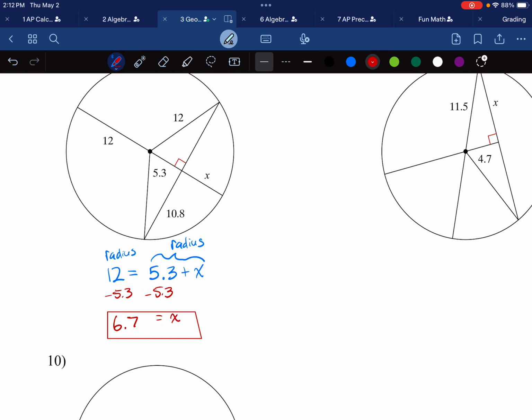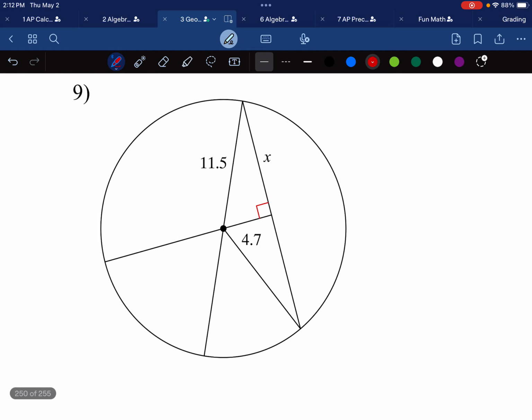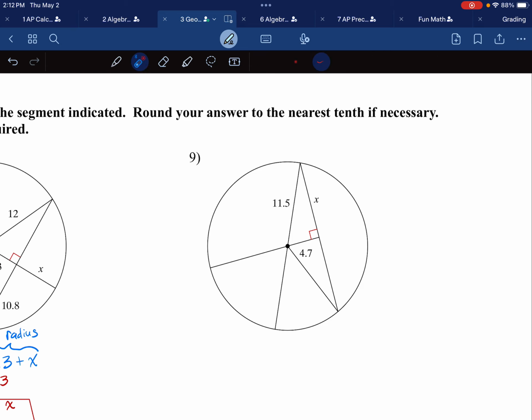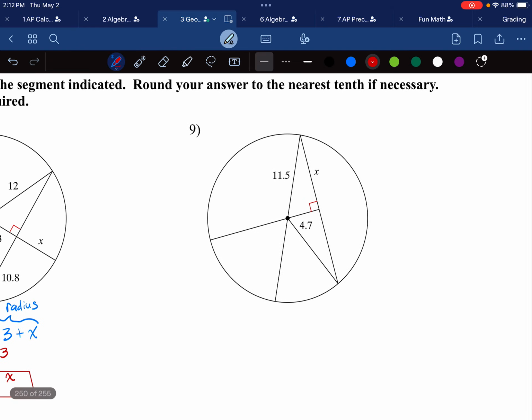All right, let's try another one. Number 9. Hopefully this one's going to be a little bit harder. Indeed, it is a little bit harder. I'm just trying to find this length of x, and I have the radius, which happens to be the hypotenuse of this right triangle, and I also have this lower piece. Really, if you can ignore the circle, I'm just talking about the triangle. All I needed to see was this problem right here, right?